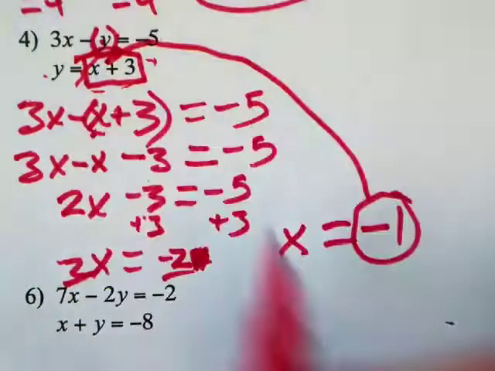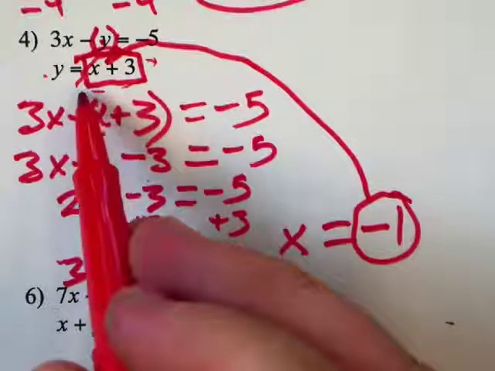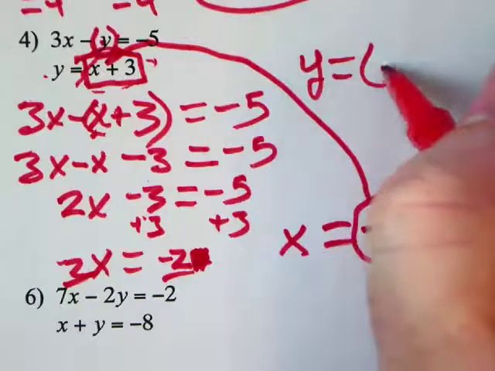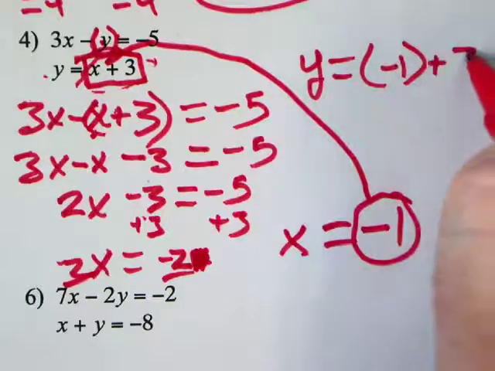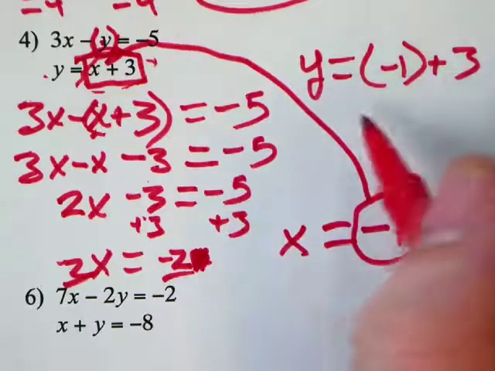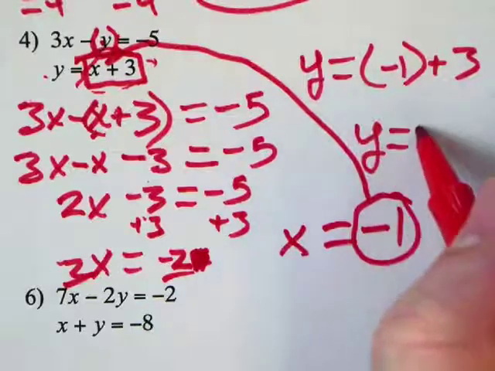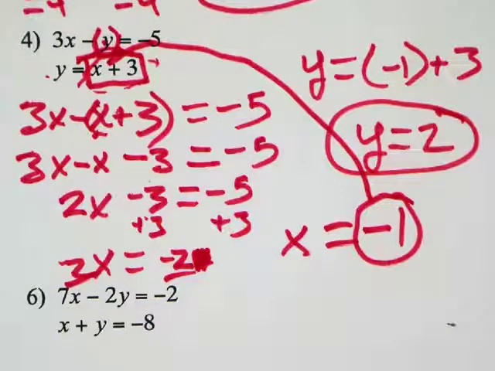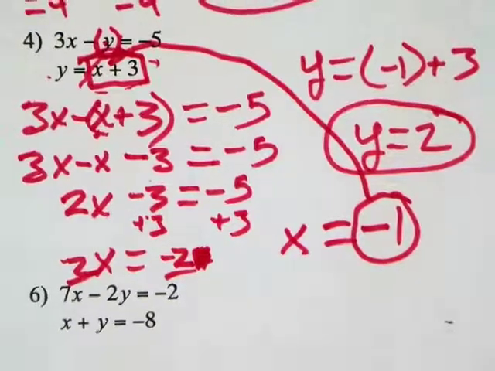Okay, so if we have negative 1, we just plug it back in right there, right where we have the y equals. Makes it much easier. y equals (negative 1) plus 3. Again, just put it in the parentheses. Negative 1 plus 3 is 2. So we have our y equals and our x equals. I'm going to zoom out so there's a little more room. I'm writing off the screen too much.